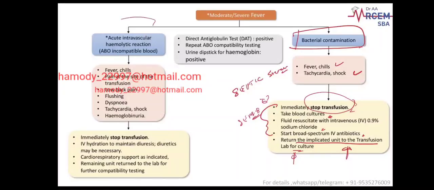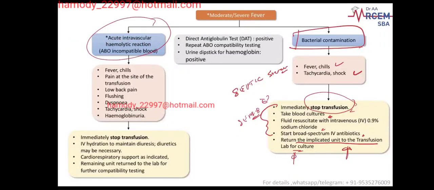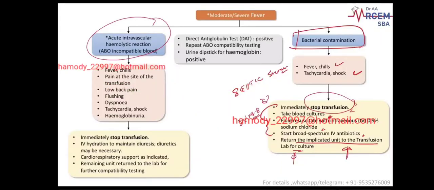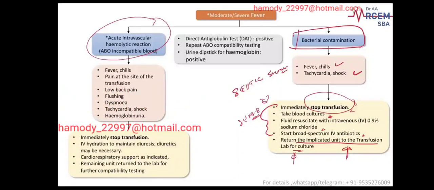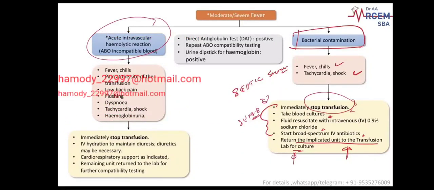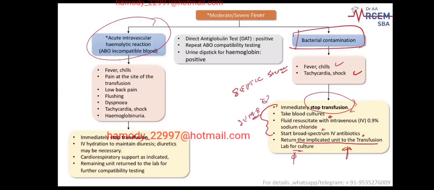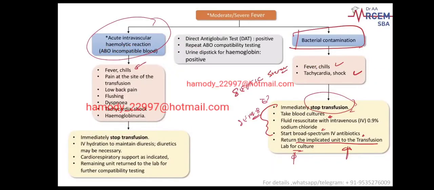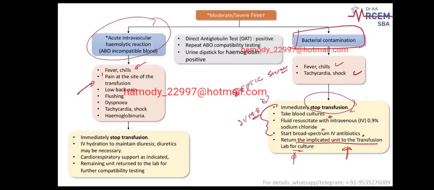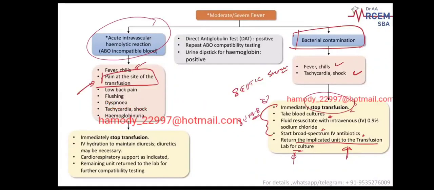Next, the differential diagnosis is ABO incompatible blood. Whenever you give someone who is A positive and you end up giving B positive, intravascular hemolysis will occur. The RBCs will start breaking down. The antibodies of the host will start breaking down the RBCs which you are infusing. So this results in an acute intravascular hemolytic reaction. This is life-threatening. They present with fever and chills, mainly because of breaking of the RBCs. Pain at the site of transfusion, this is an important point, pain at the site of transfusion. Lower back pain, flushing, shortness of breath can be there.